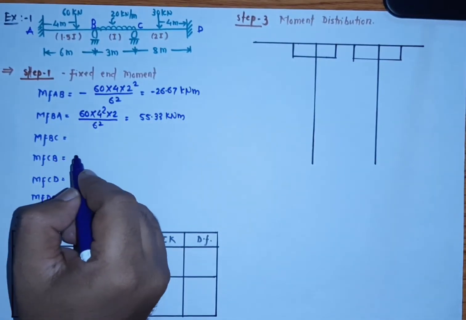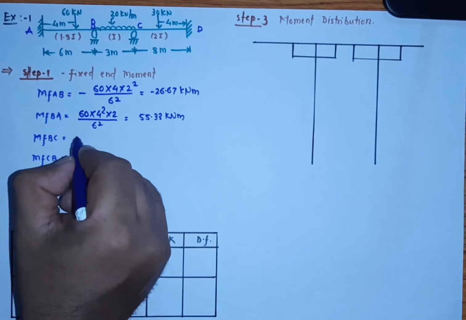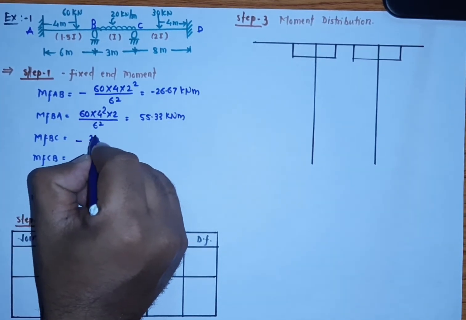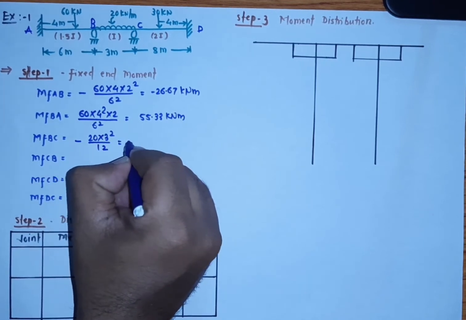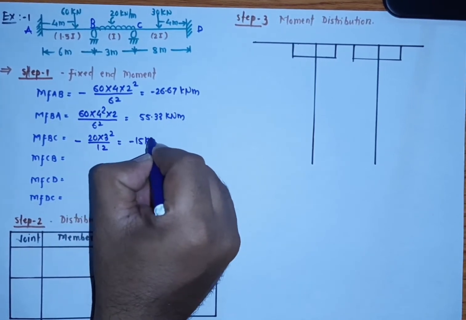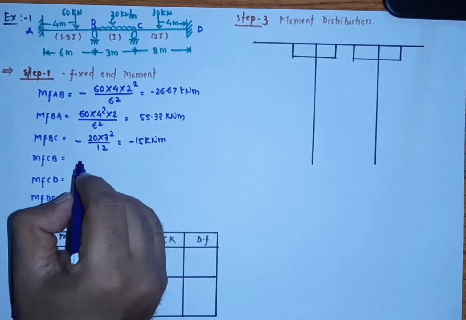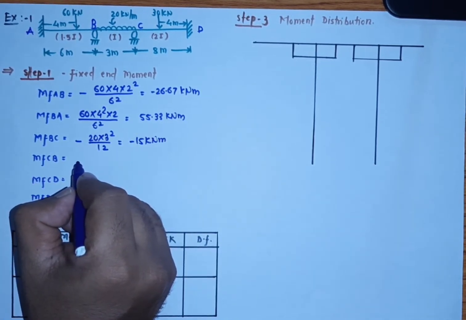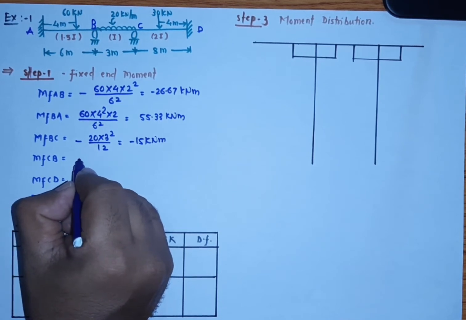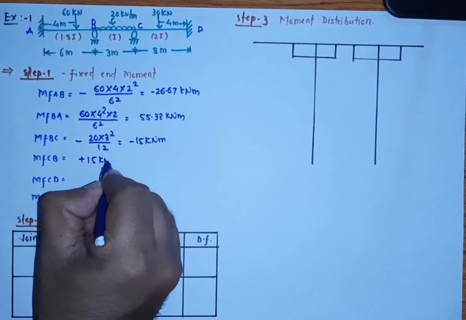Let us consider next, that is BC, that is MFBC. It is a UDL. For UDL, we know that WL square by 12. So it will be minus 20 into 3 square divided by 12. That is nothing but minus 15 kilonewton meter. Next, that is CB, MFCB. It is again WL square by 12 as it is a UDL, but now it will be plus. I will write down directly, plus 15 kilonewton meter.